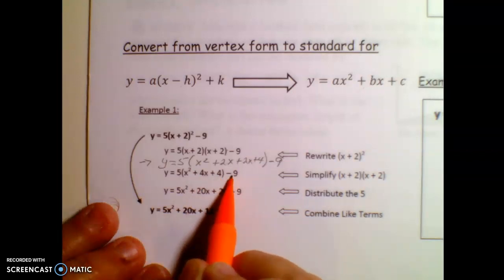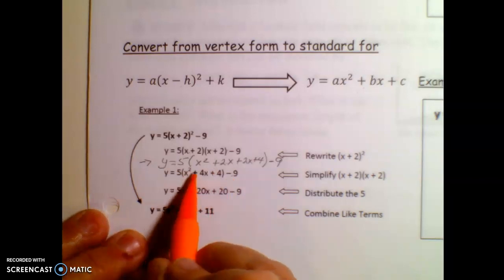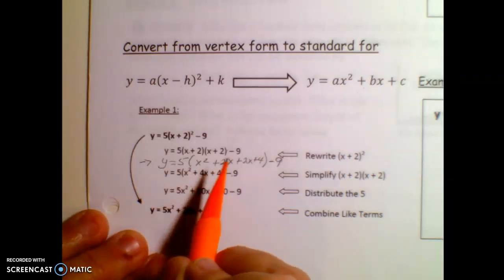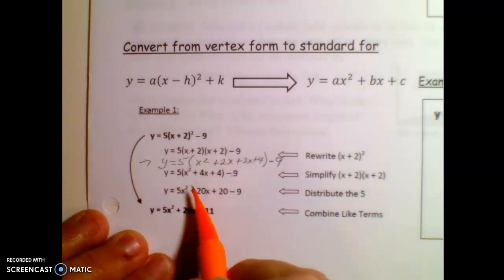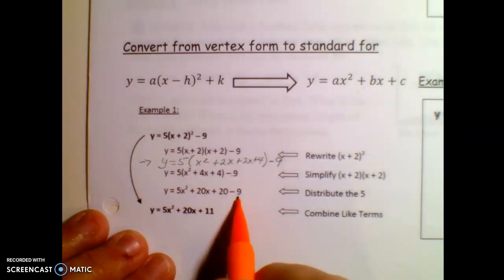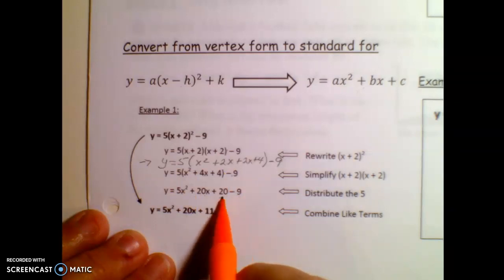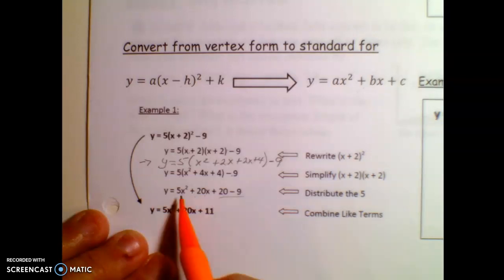Okay, order of operations says that we need to multiply first. So we're going to multiply this 5 to everything inside here. So 5 times x is 5x, and 5 times 4 is 20, and I still have my minus 9. And this is when I'm just going to do that final step, where I'm going to do 20 minus 9 is 11. So I'm going to bring down all of this, and now I have my standard form.